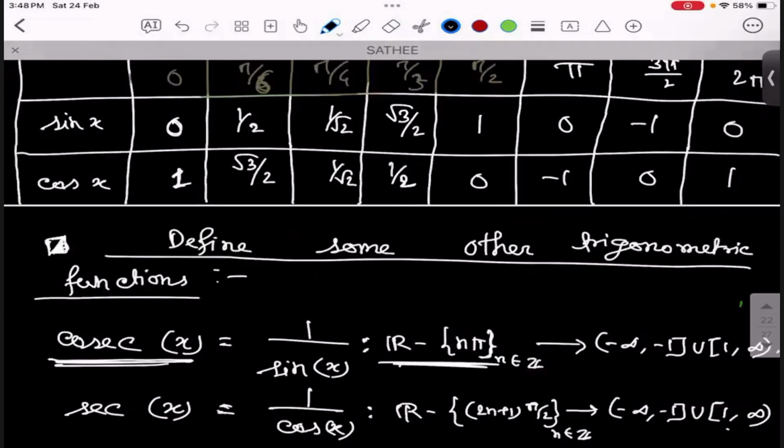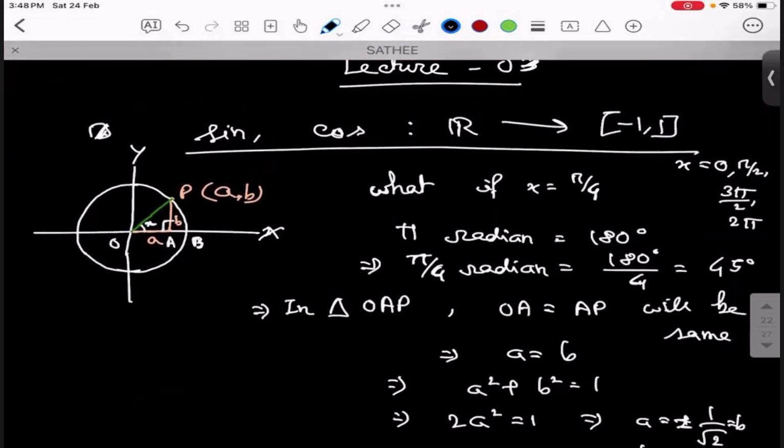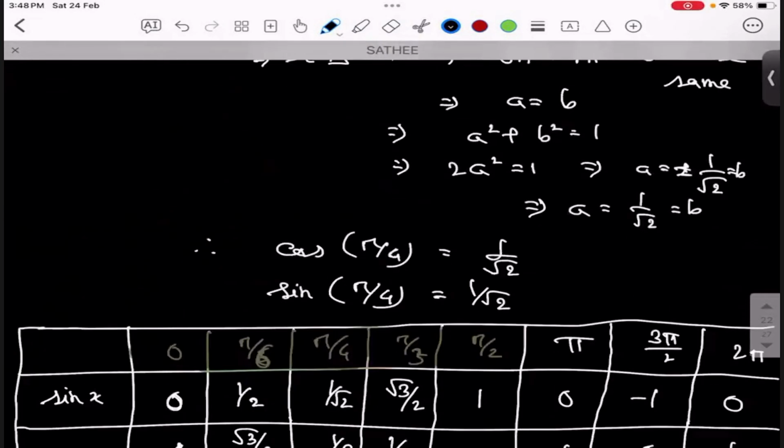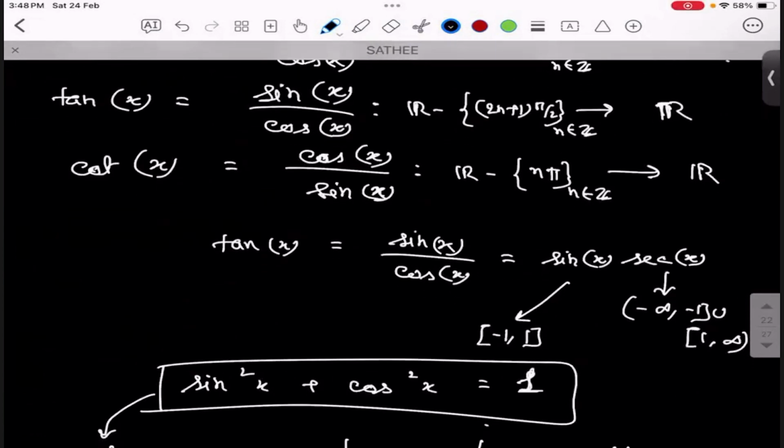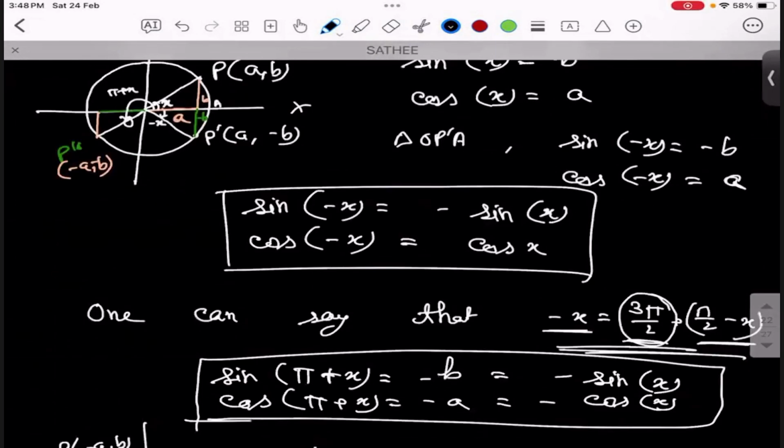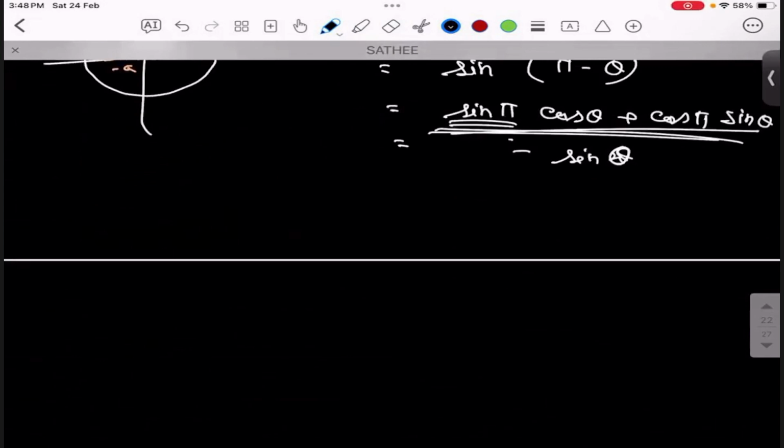So up to this point, we are clear that we are very much dependent on the sine function and cosine function, and depending on these two functions, we can clearly say when the other trigonometric functions have positive or negative values.